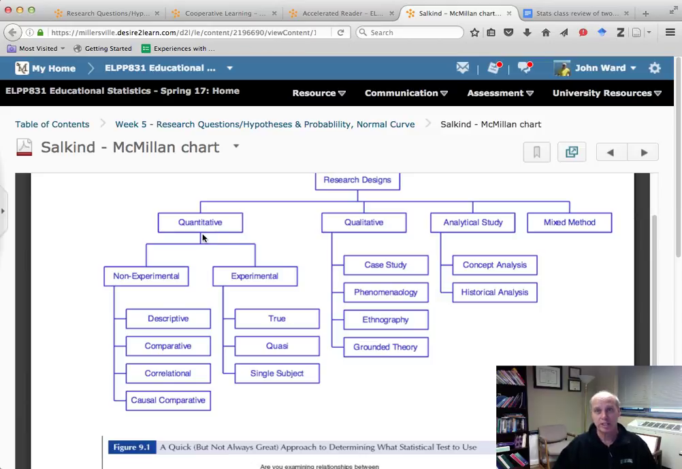So for the quantitative portion of it, are we talking about non-experimental or experimental studies? If we're talking about experimental studies, are they true experiments, which means random assignment to groups, or quasi-experiments, which means intact groups, or single subject designs, where they're only looking at one person at a time and giving them the intervention, taking it away.